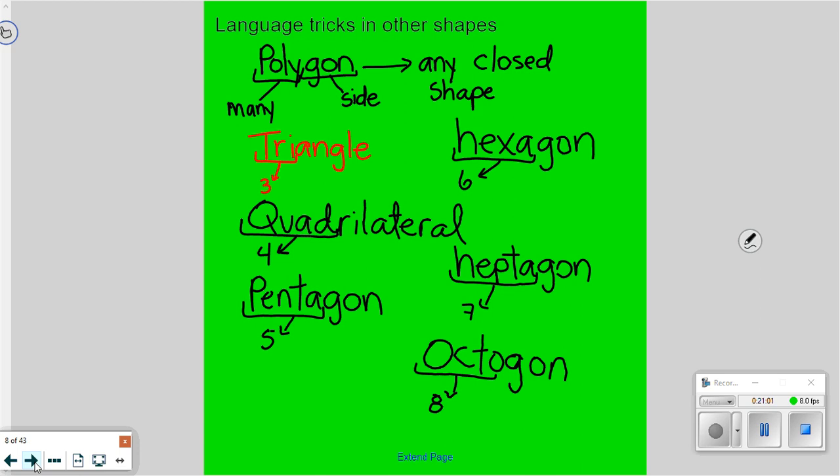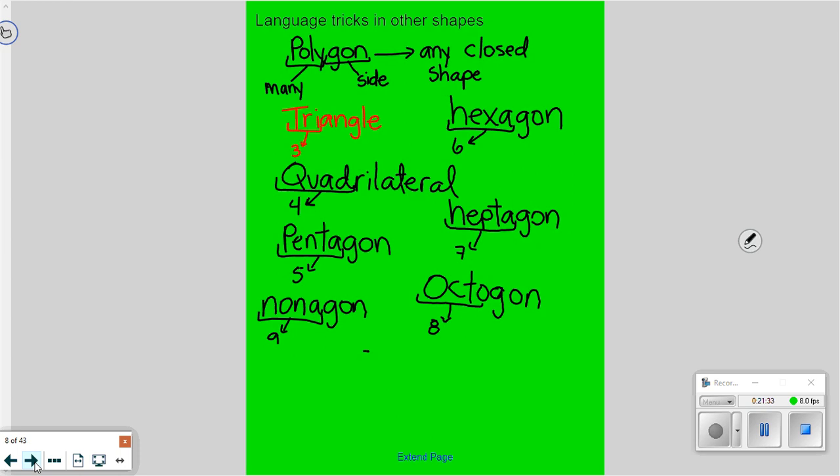Next one! Nonagon. Nona meaning 9. I've seen these before. Cool. Numbers have different names. Kind of. These are Latin words or prefixes. So it's just like a different language. All right, our last one.